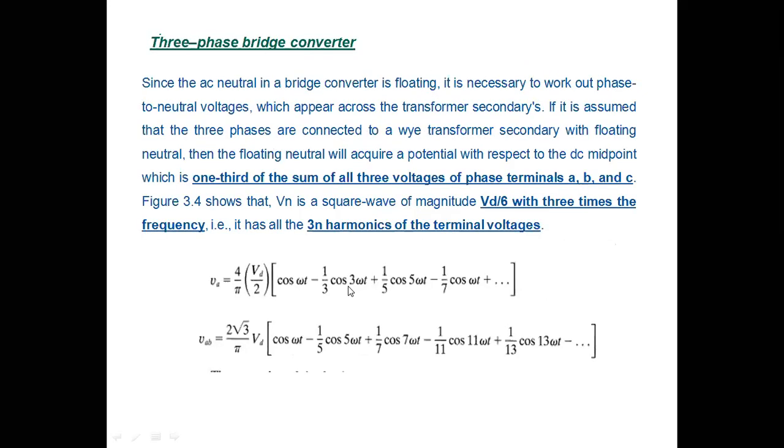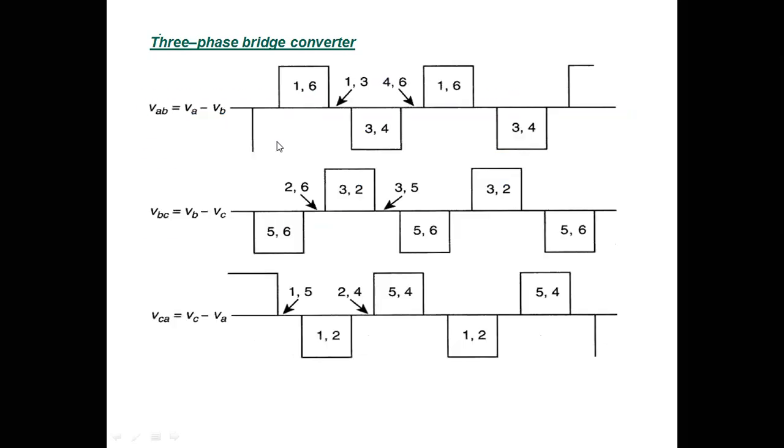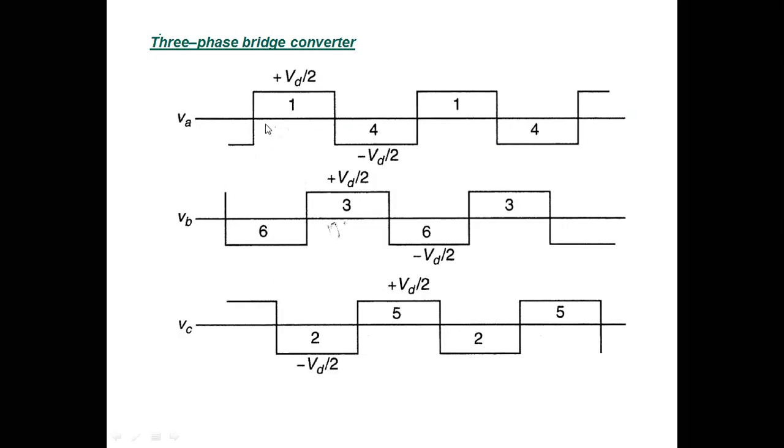So the calculation of neutral voltage is very important. This is equal to 1/3 of the sum of all the voltages, that is VA plus VB plus VC. So if you consider that, you will get this, and the frequency of this one is 3 times that. Already we have seen the phase to neutral voltage, that is capital N.